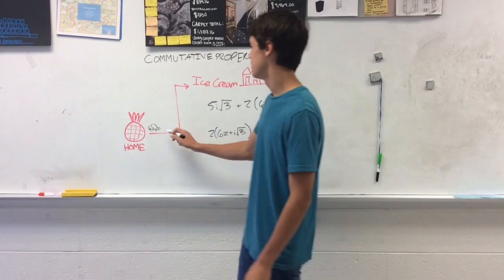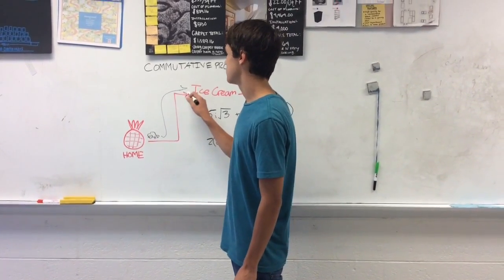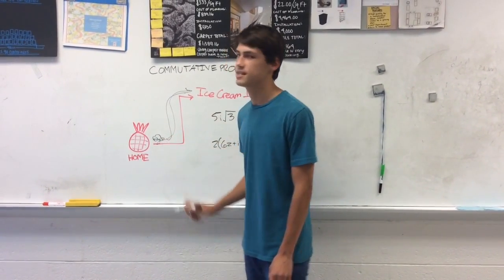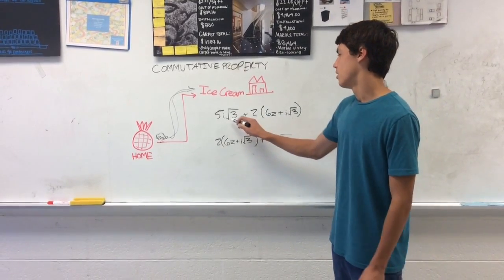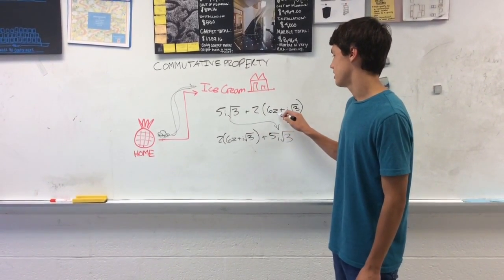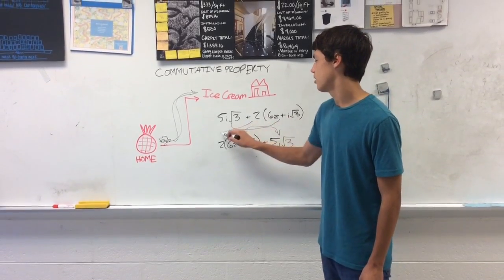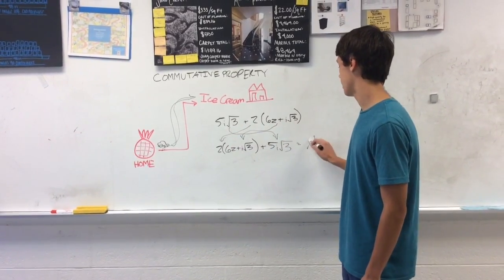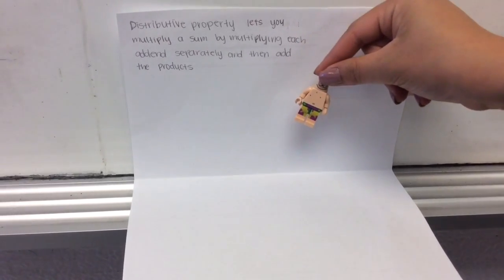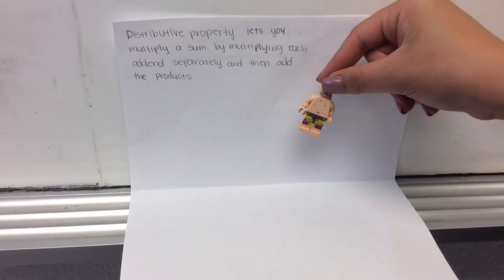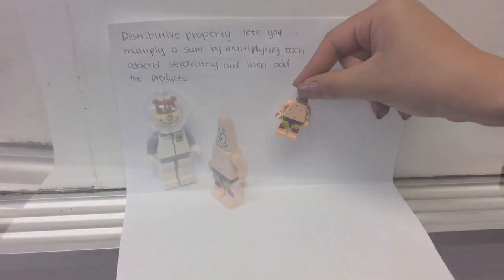So when SpongeBob goes and gets ice cream, he comes back the same way as before. It is the same distance and takes the same amount of time. Like in this problem, all the objects are doing is being moved from place to place, but all equal the same product. Distributive property lets you multiply a sum by multiplying each item separately and then add the products.